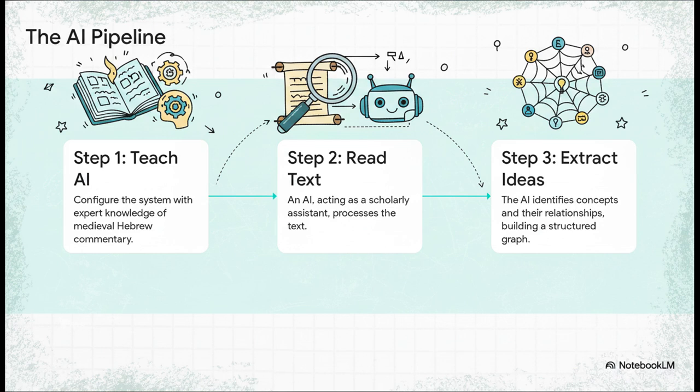First, human experts teach it what to look for in this very specific type of literature. Then, it just meticulously reads the text with one single goal: to pull out every concept it can find and map out every relationship between them.